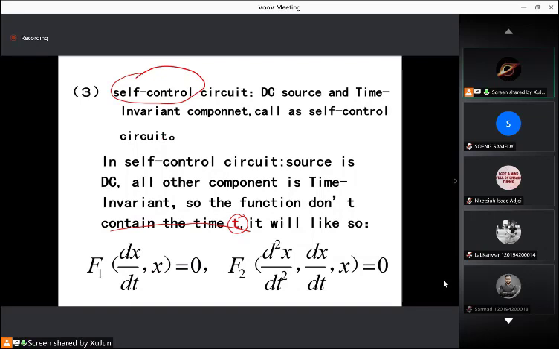Self-control means the circuit changes with time, not with the source time. If the circuit has an AC source, for example, the RC dUC/dt plus UC will equal sin omega t. So this function will contain t here. So it's not self-control. We don't care about this question. We just care about the DC source. We care about the self-control.